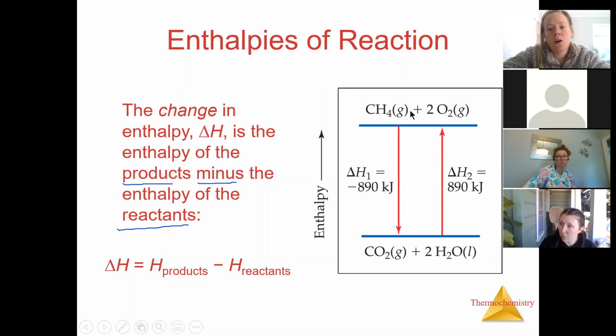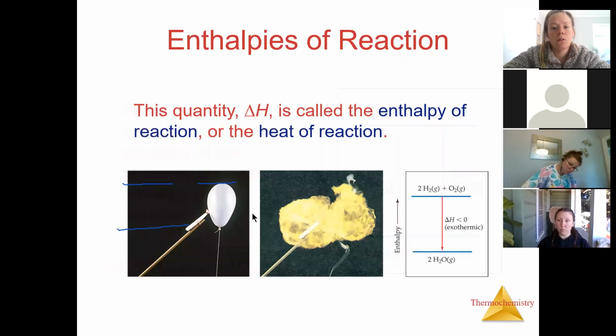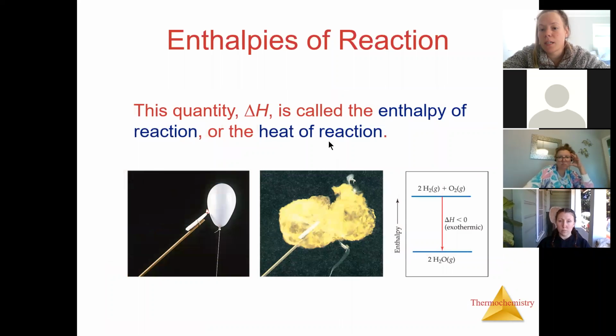So if we look at this over here, if we know our delta H of our products and we know the delta H of our reactants, we can subtract the two to get our delta H, or our change in reaction. And when we're finding the delta H, it's sometimes called the enthalpy of reaction or the heat of reaction. And again, that delta H, positive being endothermic, negative being exothermic.